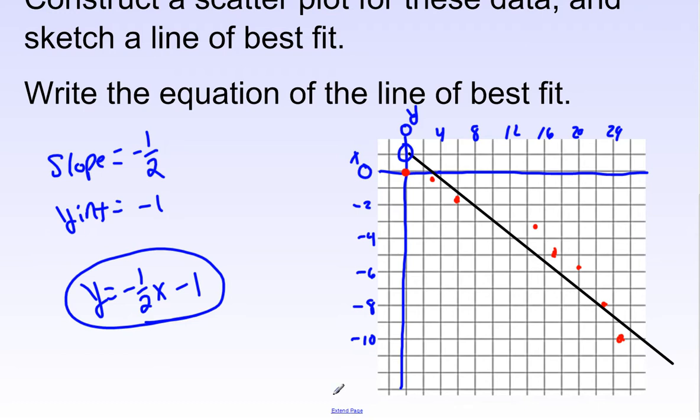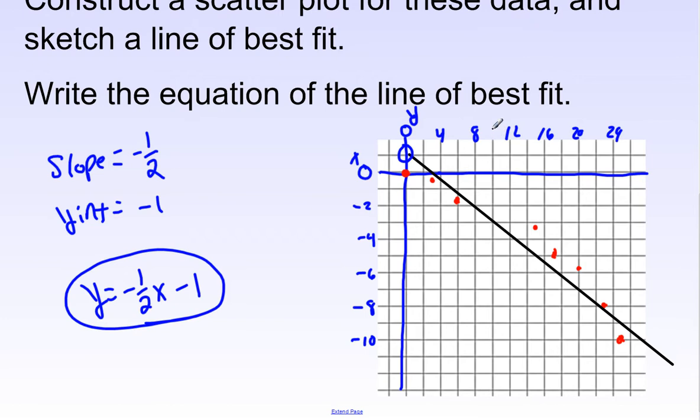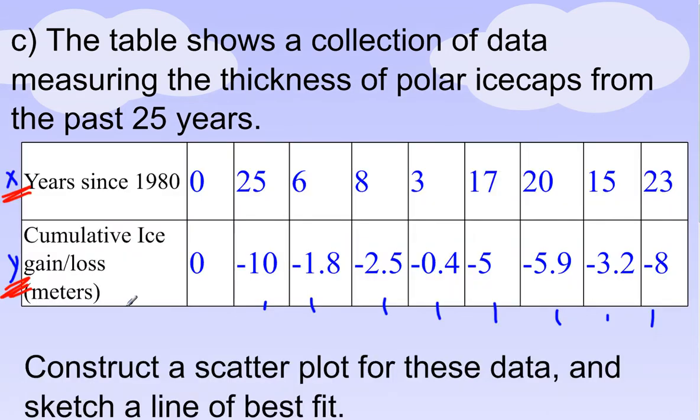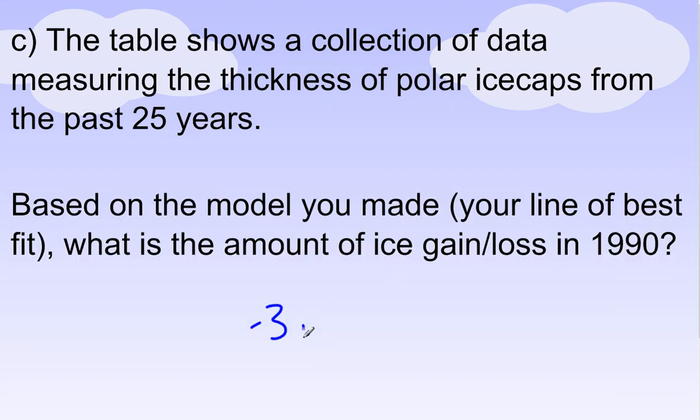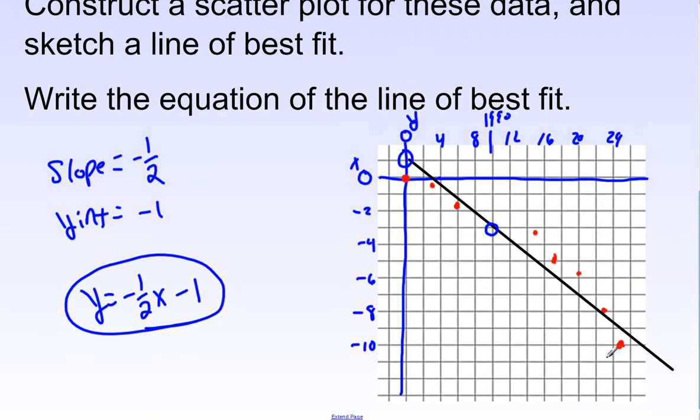Okay, so based off the model, 1990, so how many years since 1980 is that? That would be 10 years. So when this is equal to 10, this would be the year 1990. There appears to be that much, which is -3. So the amount of ice gain or loss is -3. Is that feet, meters? Meters is our unit. So based off the line, we found it was -3 meters of ice have been lost since 1980.